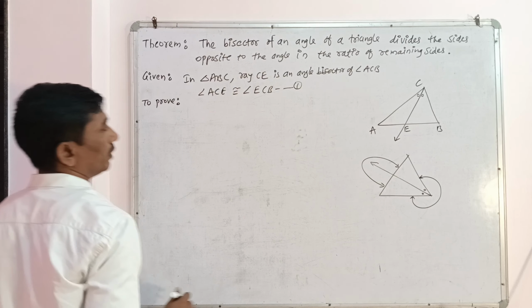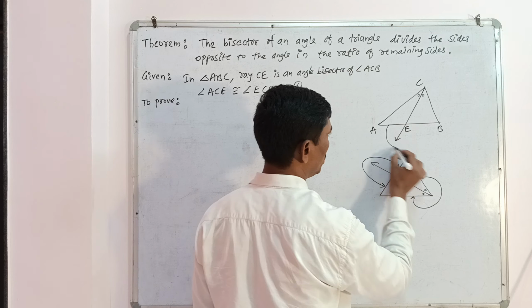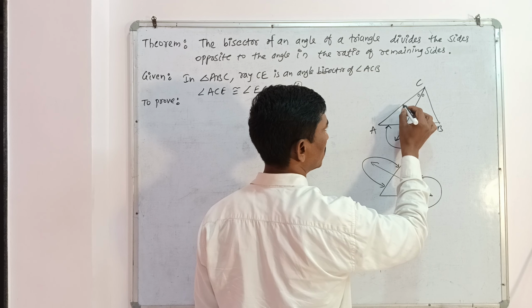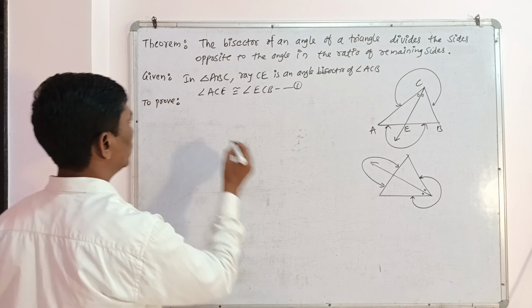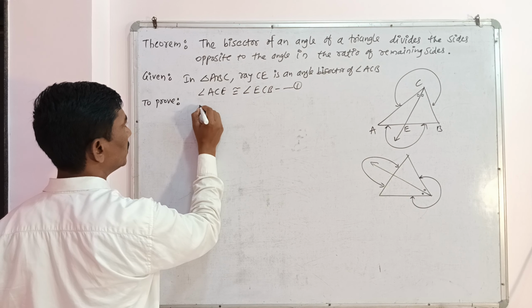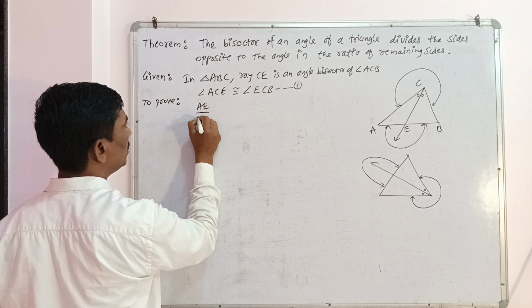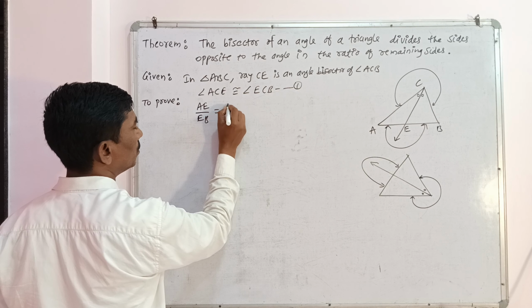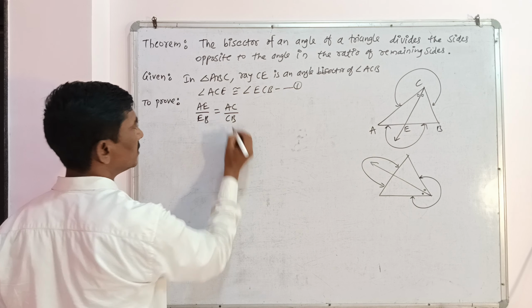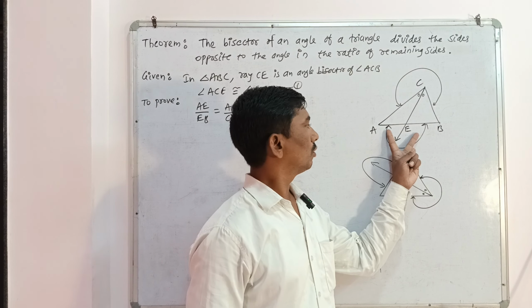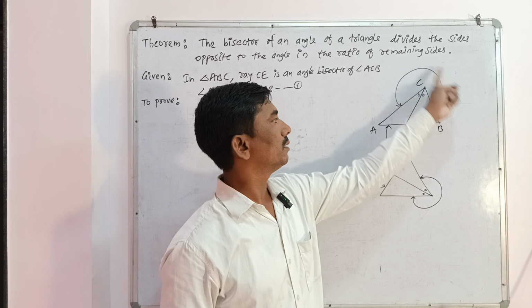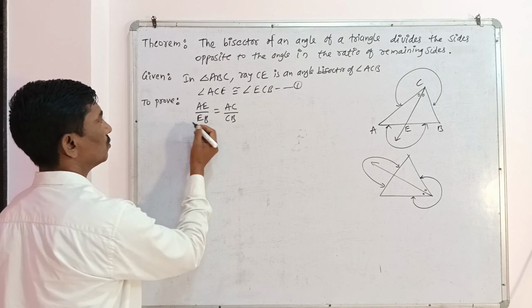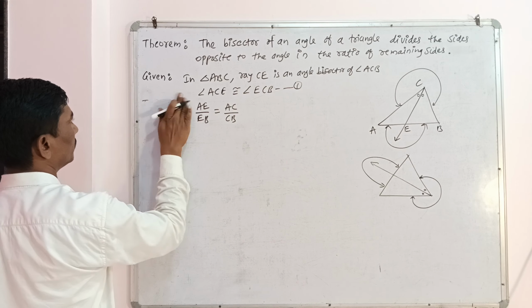Now what we have to prove is that the ratio of these two segments should come equal to the ratio of the remaining two sides of the triangle. So what I have to write here is AE by EB must be equal to AC by CB. The ratio of these two must be equal to the ratio of the remaining sides, that is AC by CB. This is what we have to prove.